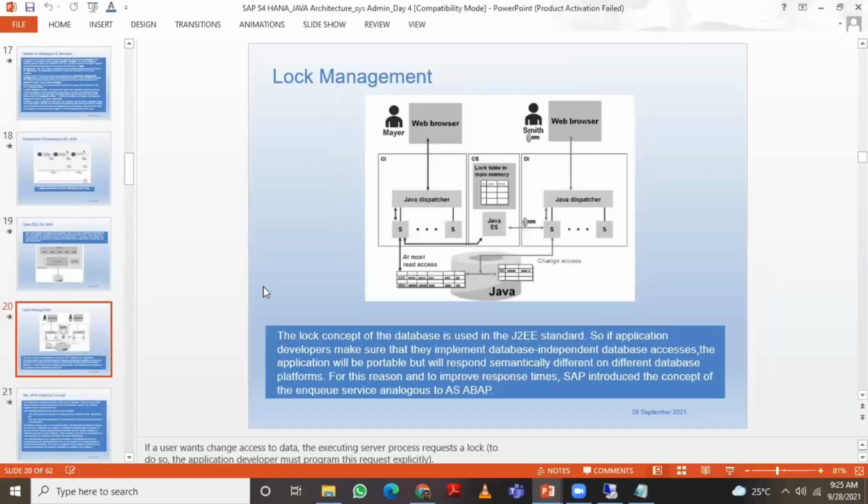Yes. Any questions, guys, on this today? Java transactions are handled by ICM. ICM and ITS both will help the server process or the dispatcher to handle the request. That's correct. And through ICM, it will come to this normal work process only, no? Like dialog work processes. Yes, that's correct. Thank you, sir.